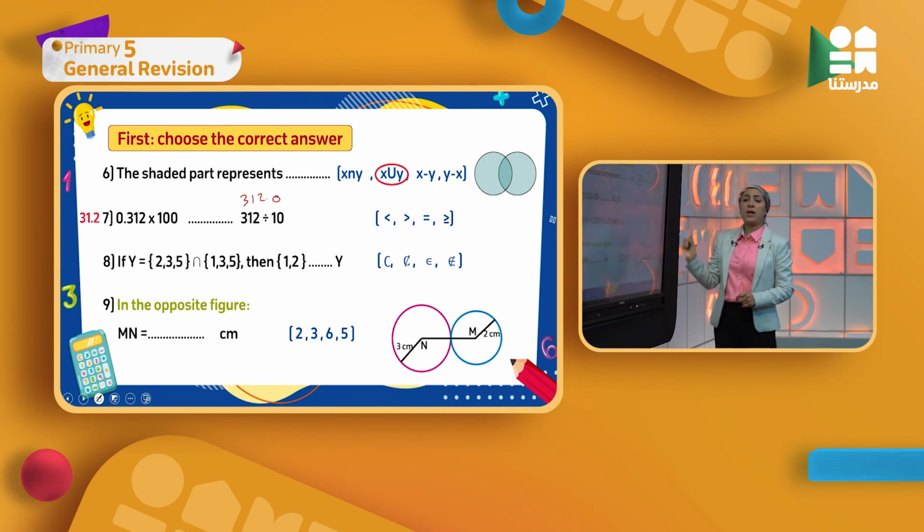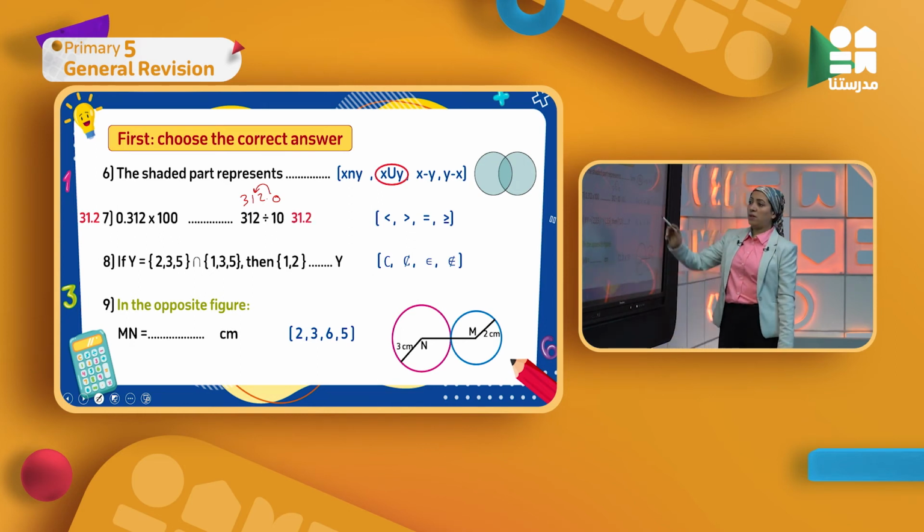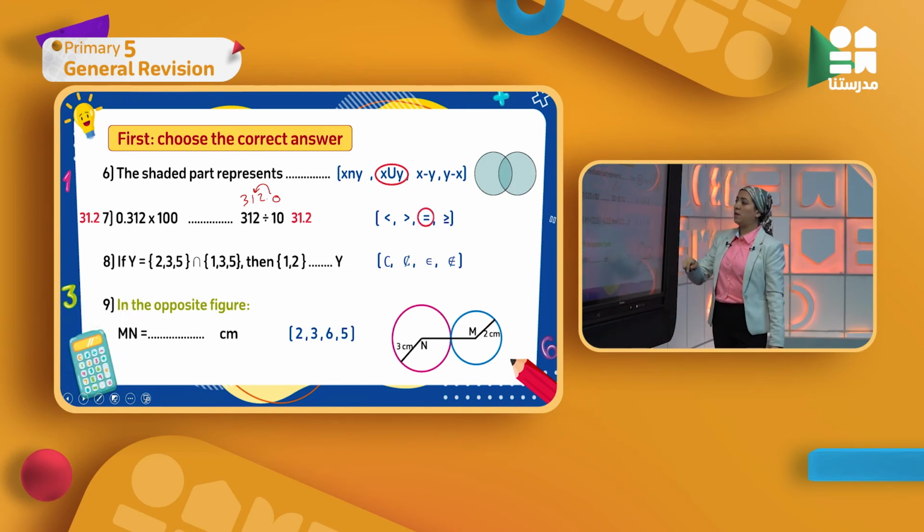312.0. Then when I move the decimal point 1 place to the left, 312.0 will be 31.2. Okay, so here 31.2. Then the correct answer will be equal. Okay, now let's move to question 8.